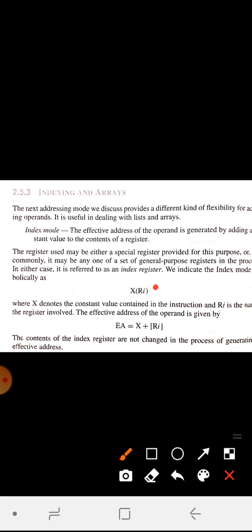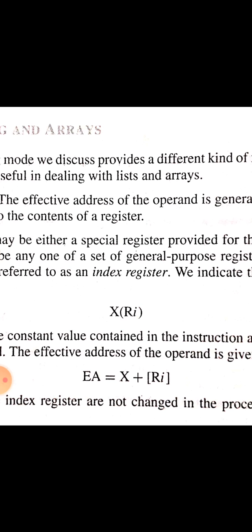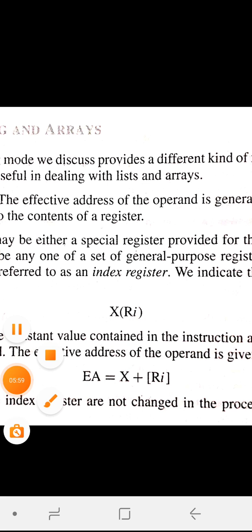If you go to that location, you will get the information from where you can get the data. Now along with Ri, you need to add a constant value. That constant value we have taken as x. The effective address is equal to x plus Ri. This will be the location where you have to get the information. This kind of addressing we call index addressing, that is, you need to add a constant value to the content of the register.